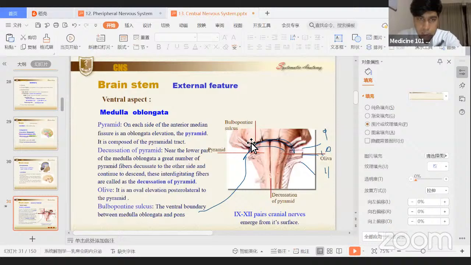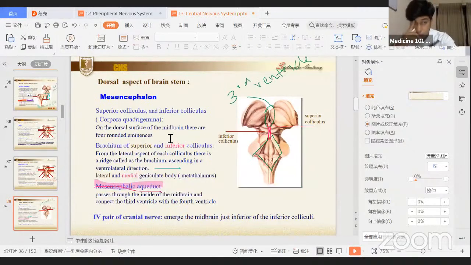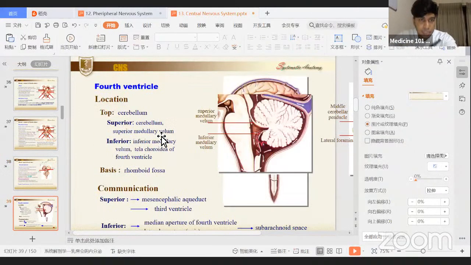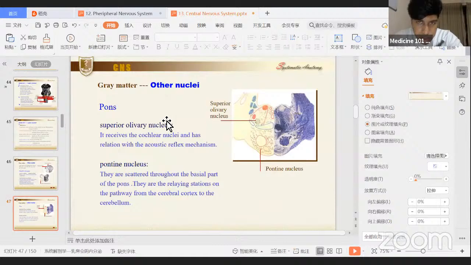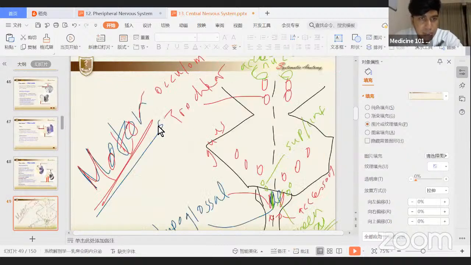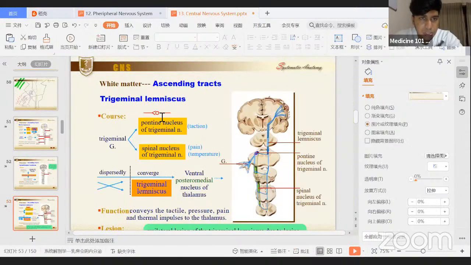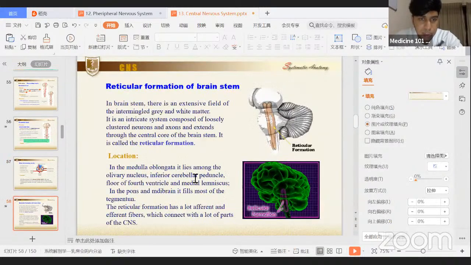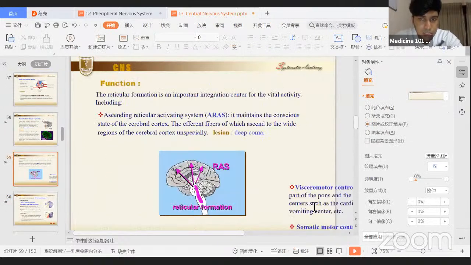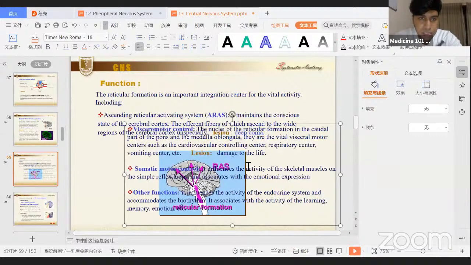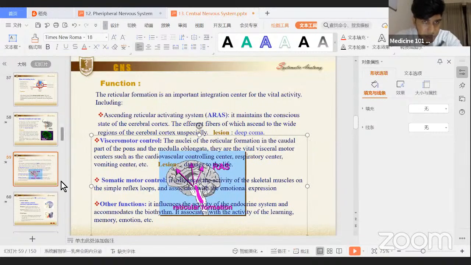So the medulla oblongata, all these things I did. The cranial nerve nuclei and the rhomboid fossa, I did in a previous lecture. I will send the link to that video. All of these nuclei I did there. Spinothalamic lemniscus, pyramidal tract, reticular formation of the brain, the ascending tract, deep coma. Then the visceral motor control tracts. You guys have to go through this. You will understand what was taught.